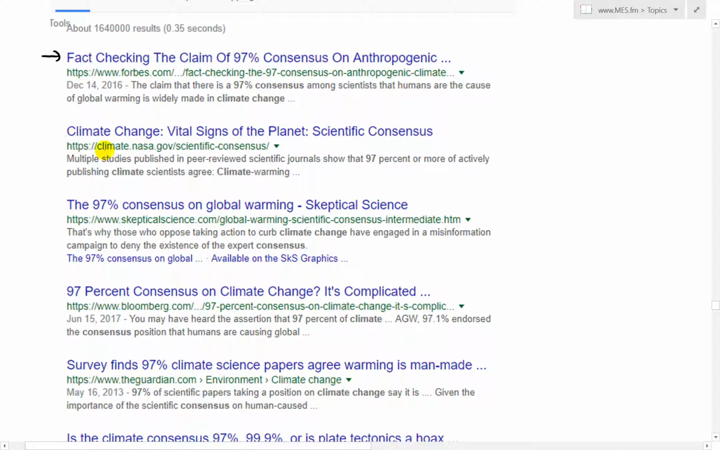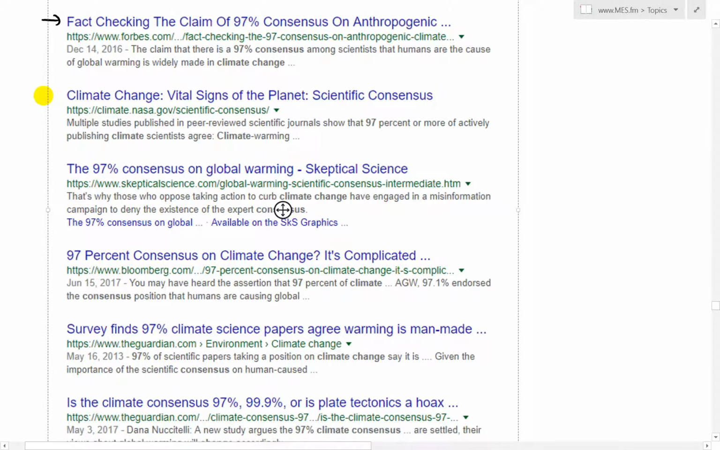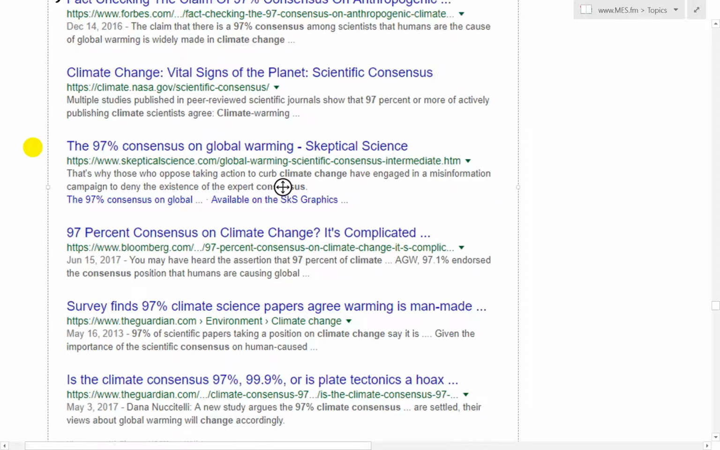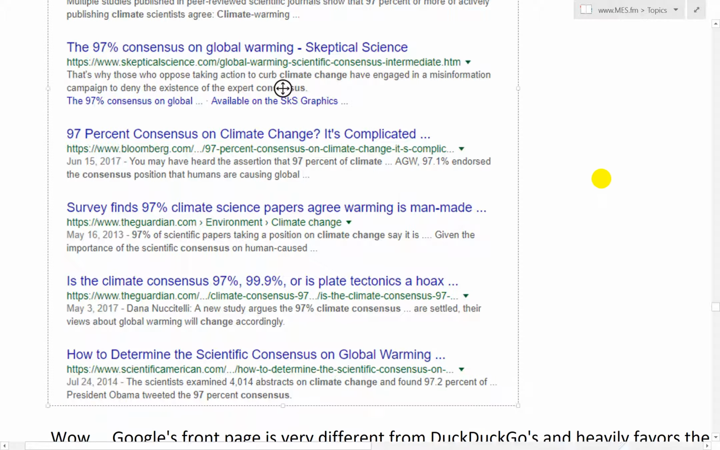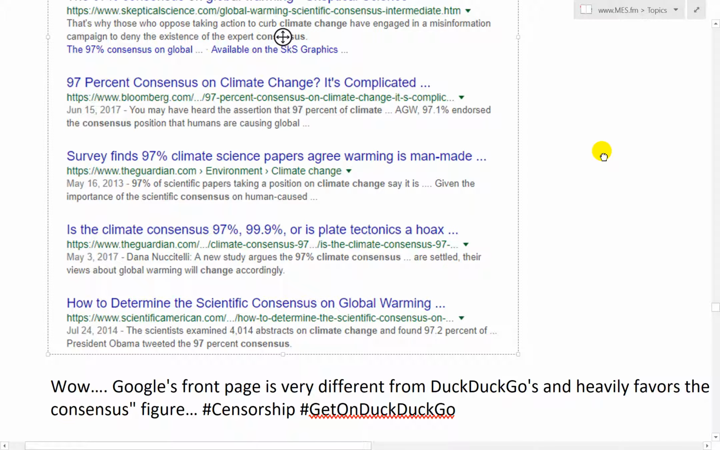But now this has the NASA one, and now you have Skeptical Science up there, and the 97% consensus. Bloomberg has it. It says it's complicated, but overall it's still somewhat that, just because of that abstract paper that I went over. And then the Guardian: survey finds 97% it's man-made. The Guardian again, Scientific American.